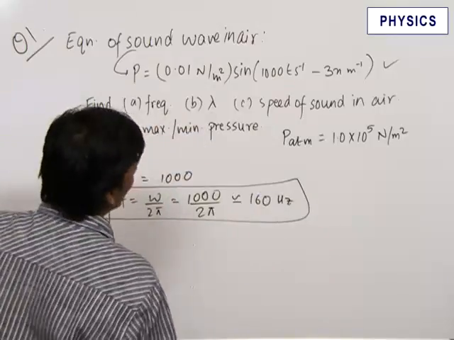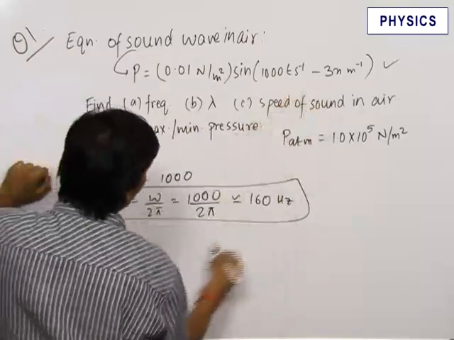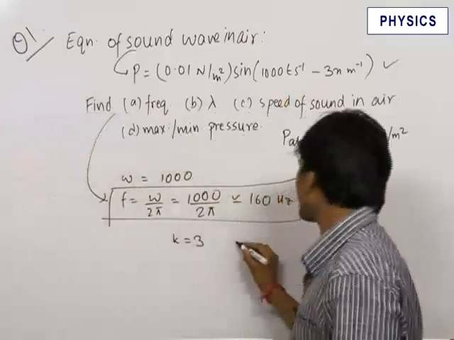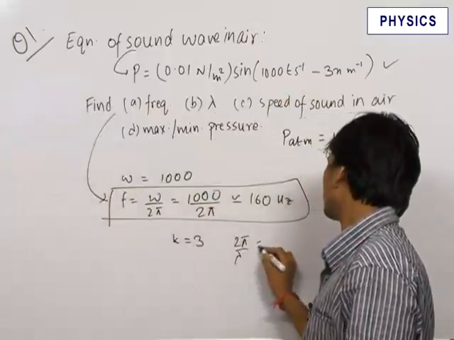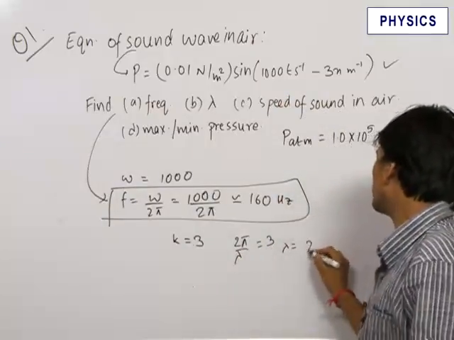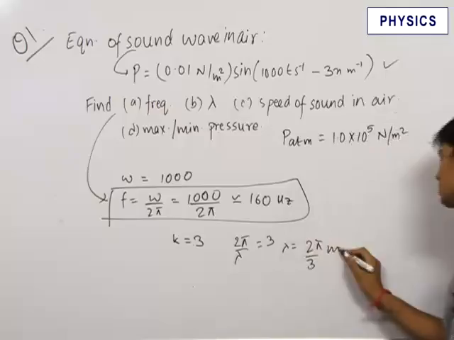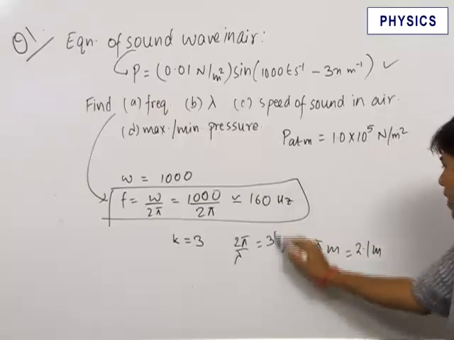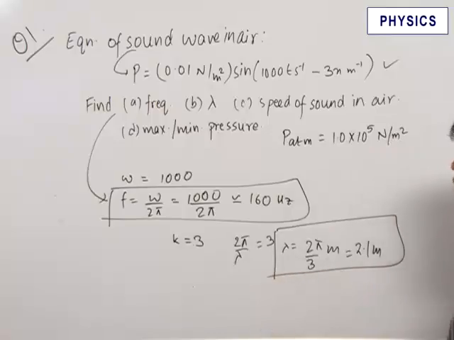Now we need to find out lambda. For finding out lambda, we know that the coefficient of x is k. Therefore k is equal to 3. Now k is equal to 2 pi by lambda. Therefore lambda is equal to 2 pi by 3 meters, that is approximately equal to 2.1 meters. Therefore we get the value for lambda also very easily, that is equal to 2.1 meters.